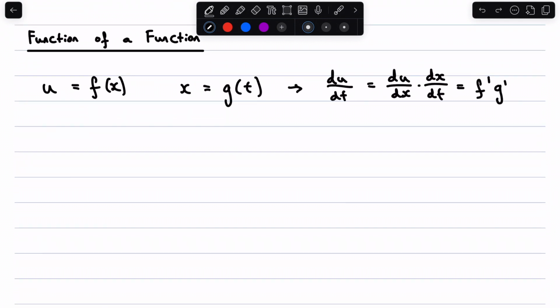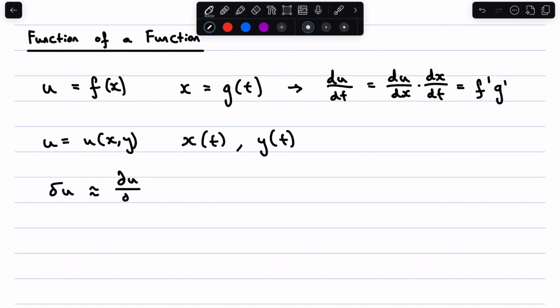But now if we consider a function of two variables, so u equaling u of x and y, where both x and y are functions of t, then the best way to start for finding this chain rule is to use the increment equations that we used in the last video. But we can say delta u, in this case, is approximately equal to partial du by dx times delta x plus partial du by dy times delta y.